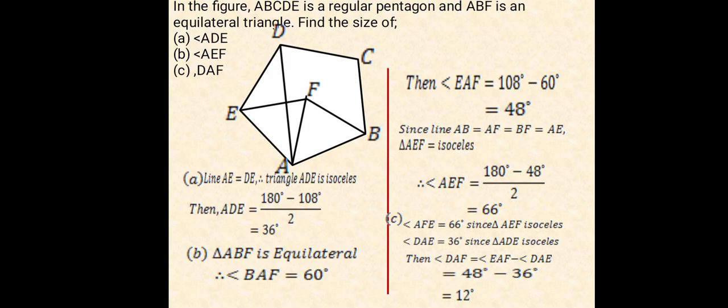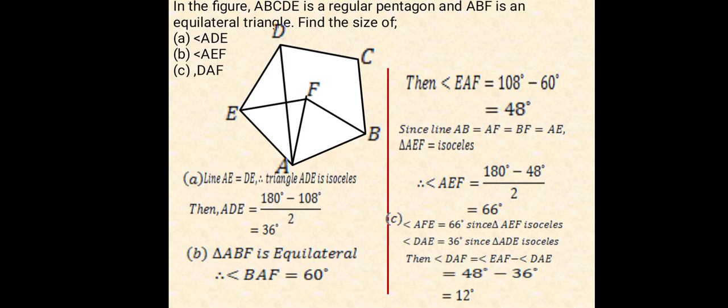Now let's find angle AEF. Now we know triangle ABF is an equilateral triangle as given. Therefore angle BAF is 60 degrees. Then EAF will be 108 degrees minus 60, which is equal to 48 degrees.